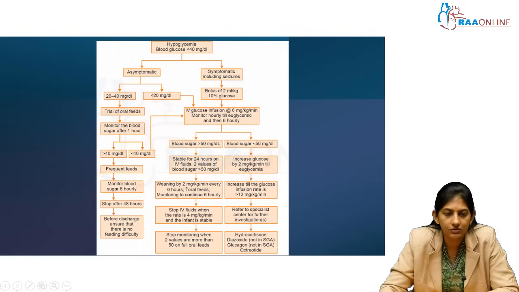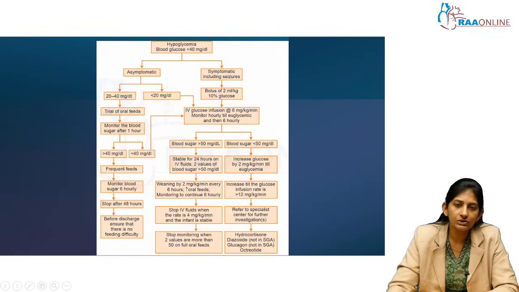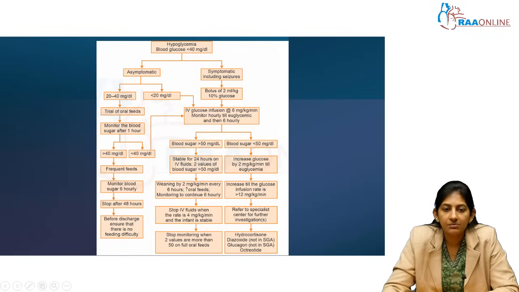Again, this is individualized. After you have given one feed, do the blood glucose level after 1 hour, and if the baby still has less than 40, you start giving an IV glucose bolus and then start the glucose infusion rate. Okay, so this is just an overview. Sometimes we keep increasing the GIR if the baby has symptoms in between also. So that is a totally individualized protocol, but you have to follow this generally.